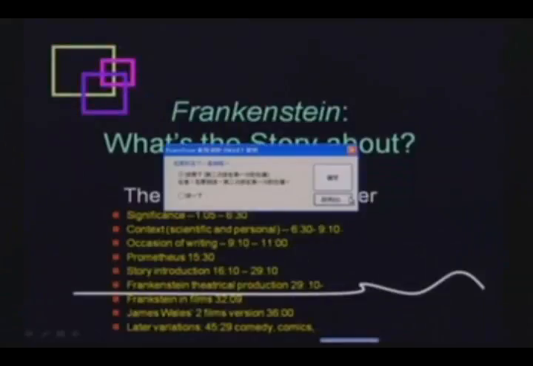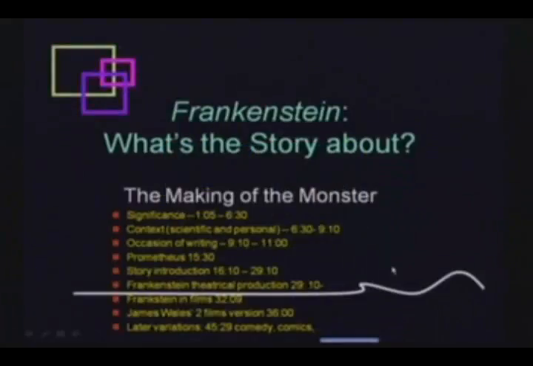I gave you a summary here. If you're interested, finish the whole documentary by yourself. It introduces the story, and then it gives some introduction to the theatrical productions of the story, and then the filmic production, and then contemporary versions such as a comedy called Young Frankenstein, a very interesting comedy. And then there are also comics and the others like Dracula, werewolf, vampire variations of the Frankenstein story.